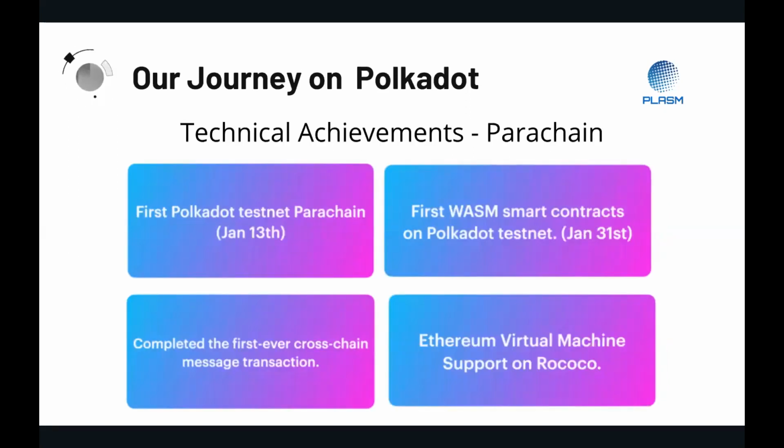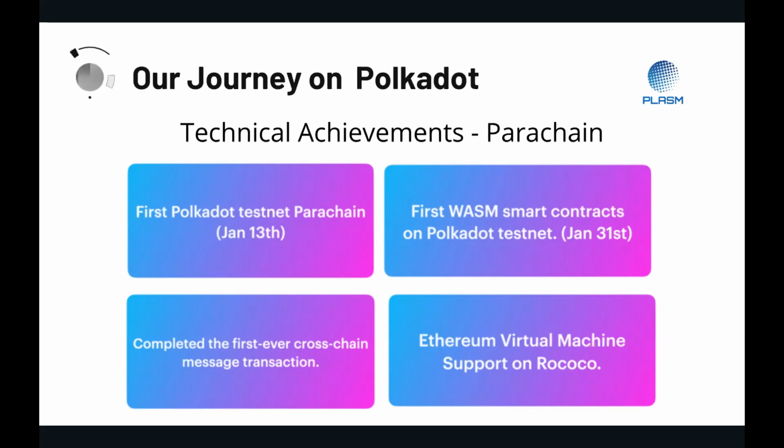Also, these are some technical achievements. We became the first Polkadot testnet parachain back in 2021, which is 1 month ago. We have also deployed the first WebAssembly smart contract on top of a Polkadot testnet parachain. And we have completed the first ever cross-chain messaging transaction between Plasm Network and Akala through Polkadot.